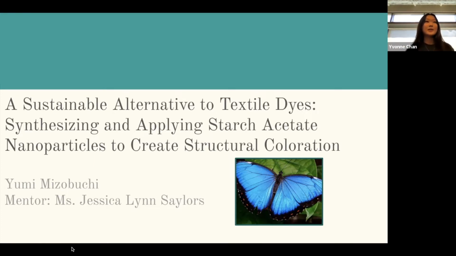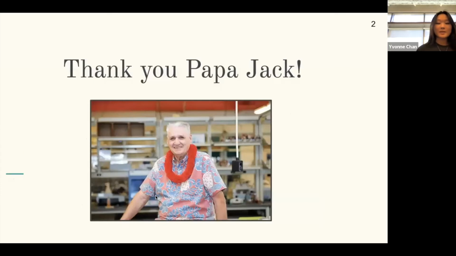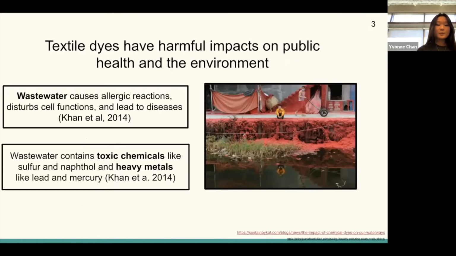My research is about creating sustainable structural coloration by synthesizing starch acetate nanoparticles in order to replace toxic textile dyes. But first, I would like to thank Papa Jack for giving me the opportunity to continue to do research under his Kay Fellowship. So the purpose of this research is to replace textile dyes using a sustainable method, since dyes have harmful impacts on public health and on the environment.